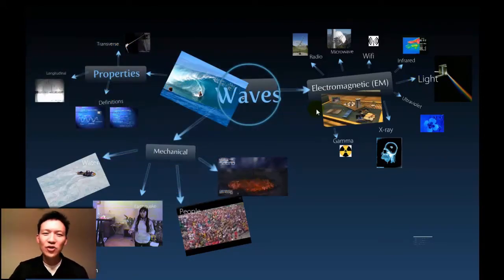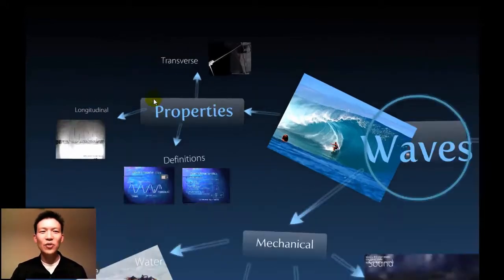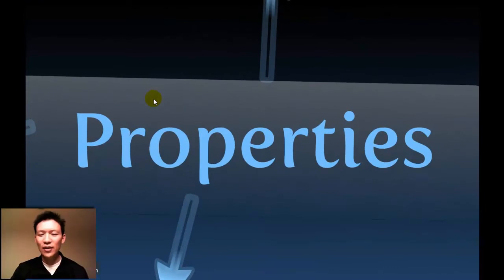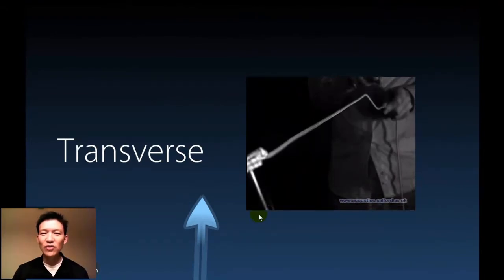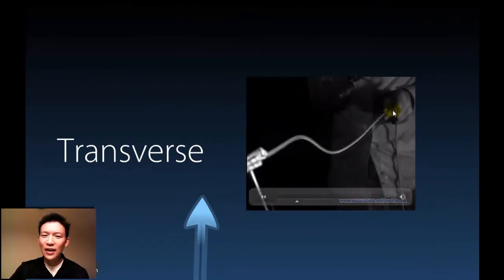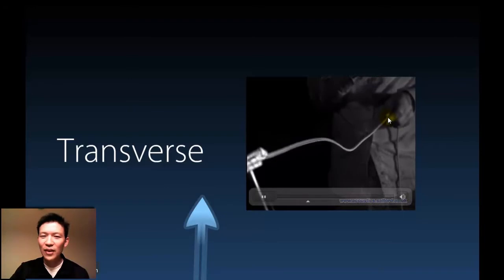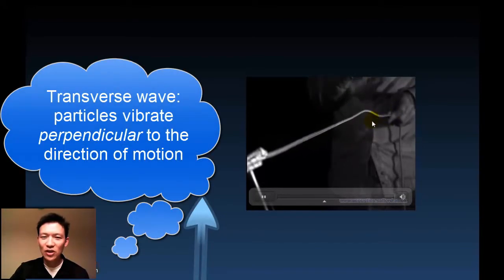In terms of the two main types of waves, they have similar properties. And again, once you understand one type of wave, it applies to any wave. So in terms of the basic properties of waves, there are two main types of waves that we can define. The first one is called a transverse wave. A transverse wave, simply by definition, is when the particles of the medium vibrate perpendicular to the direction of travel.